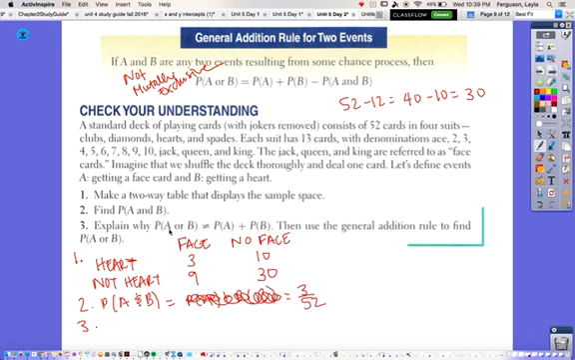Part 3 says, explain why the probability of A or B is not equal to the probability of A plus B, and then use the general addition rule to find the probability of A or B. The reason that we can't say the probability of A or B is equal to the probability of A plus the probability of B is because you could have a heart card that was also a face card. So those two things are not mutually exclusive. So A and B are not mutually exclusive. That means that they can happen at the same time.